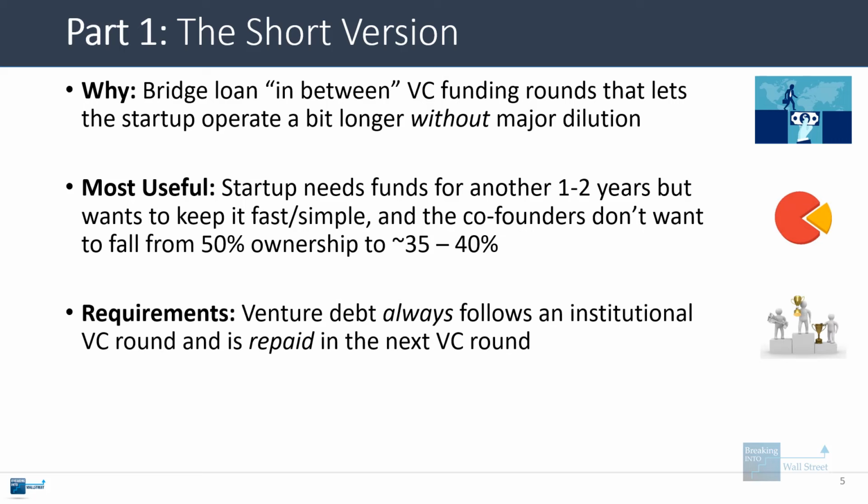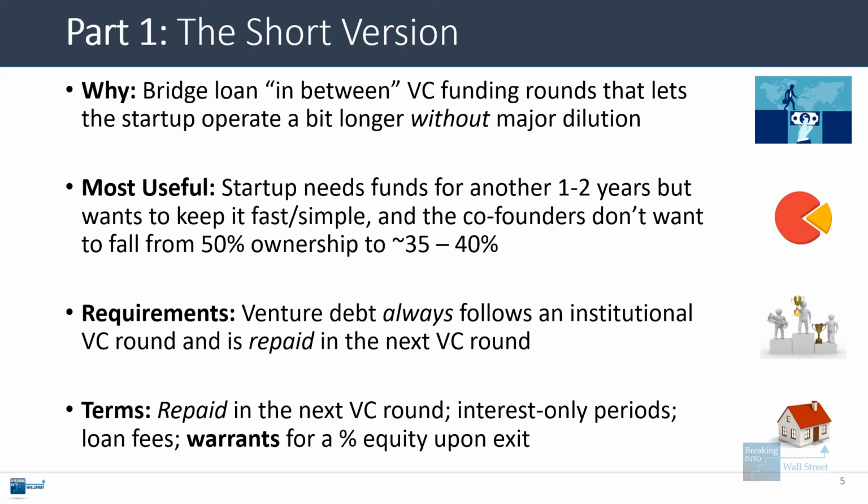Now, venture debt always has to follow an institutional VC round, and it is then repaid in the next VC round after this. So it really is a bridge loan. It doesn't tend to stay outstanding for long. In fact, the only reason it would stay outstanding for more than a few years is if the startup can't raise funds and eventually shuts down or stagnates or declares bankruptcy or something like that. Venture debt is not converted into common shares, so that makes it different from safe notes or convertible notes. There's usually some type of interest-only period in the beginning. There are usually loan fees attached, and there are usually warrants that give the venture lenders a % of equity in the startup upon exit, assuming an exit actually takes place.